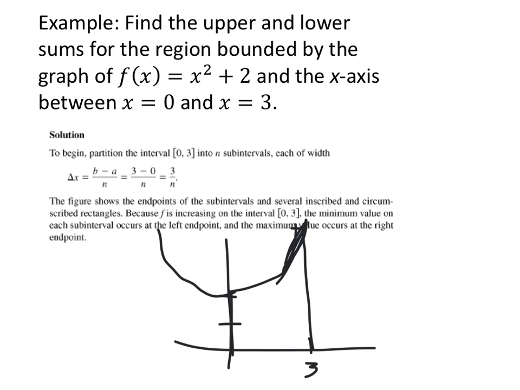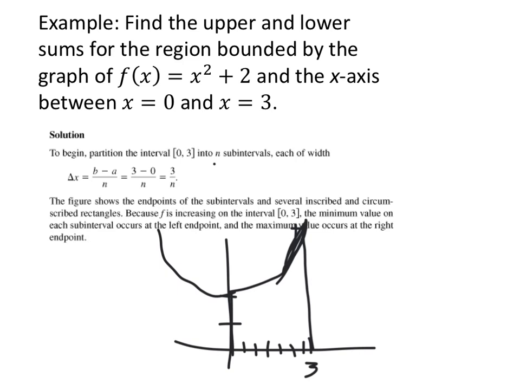And I'm going to break it into n subintervals. So I have no idea how many of these there are. It's n in general. I don't want to be specific. Like in the last example, we used 8. So the total distance from 0 to 3 is 3 minus 0, which is 3. And I'll break it into n subintervals.